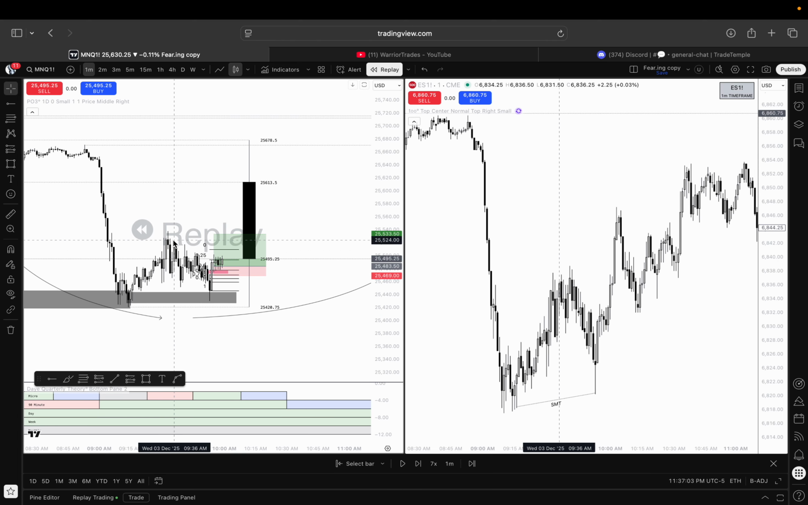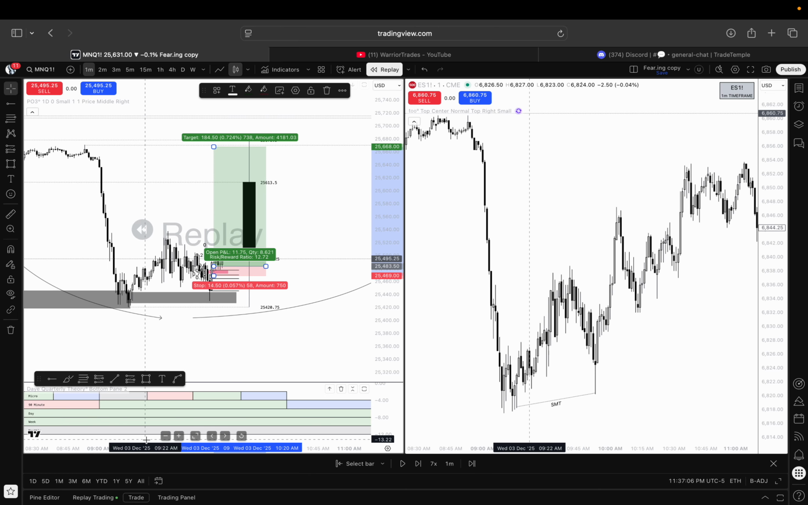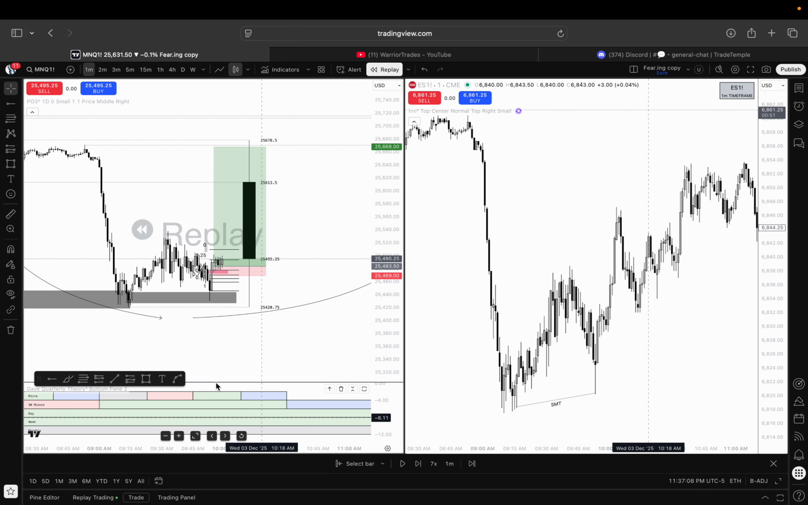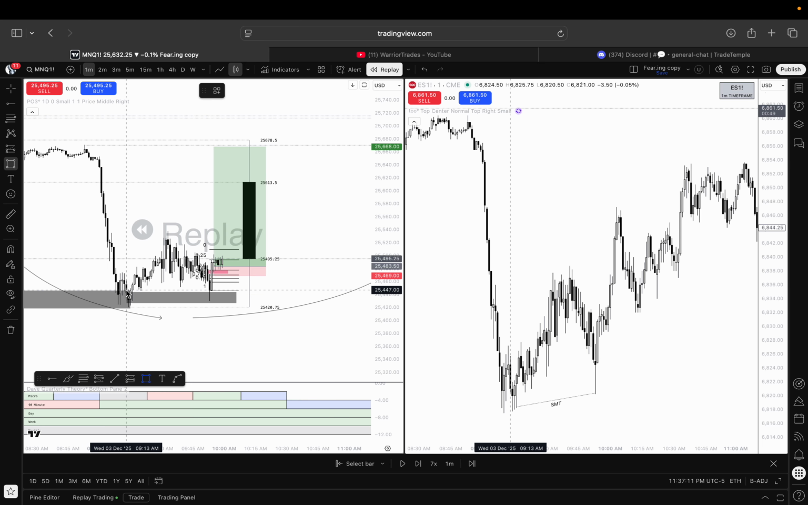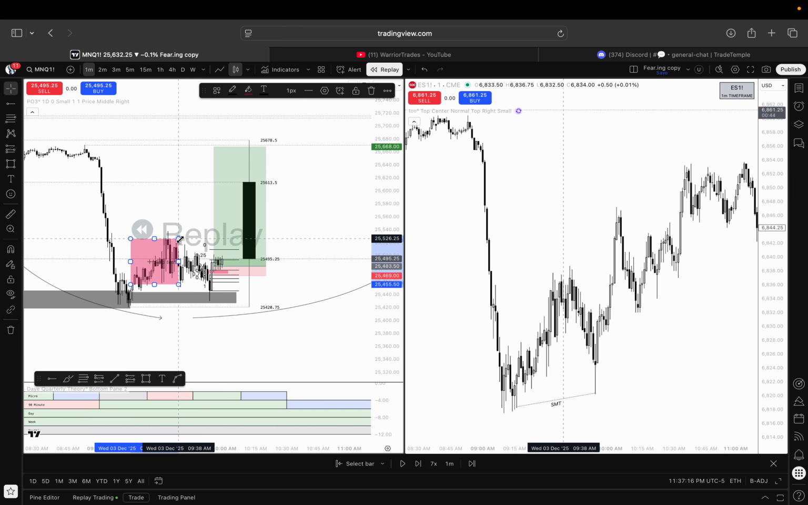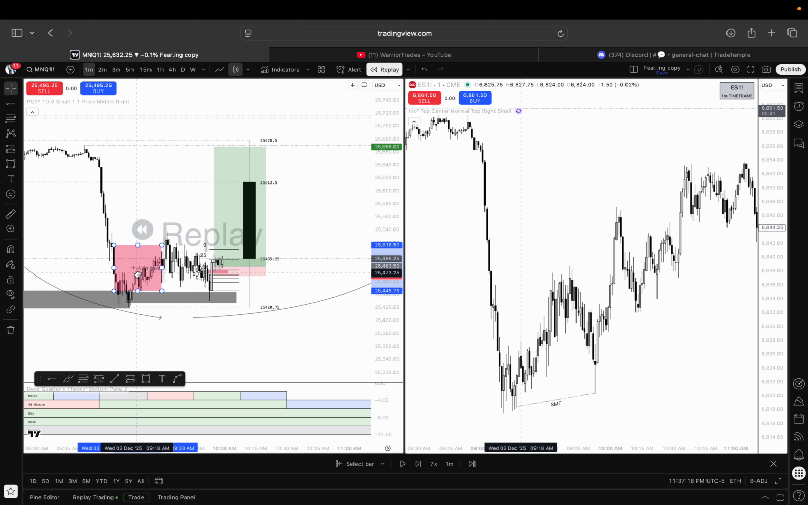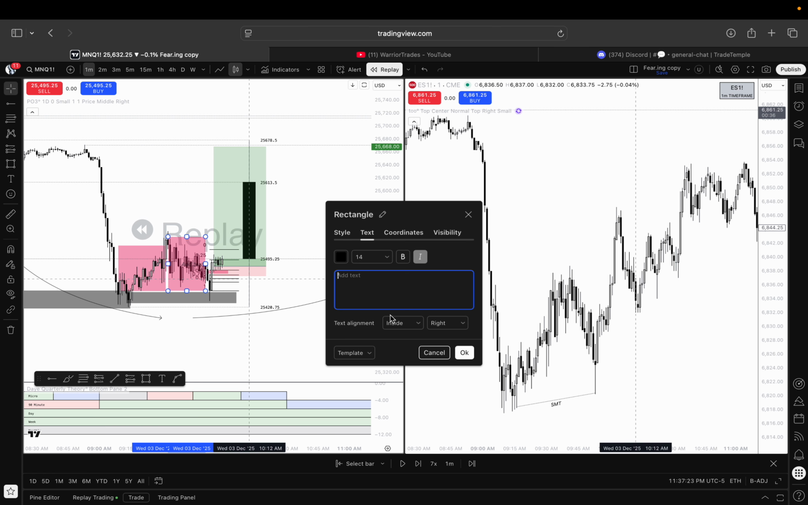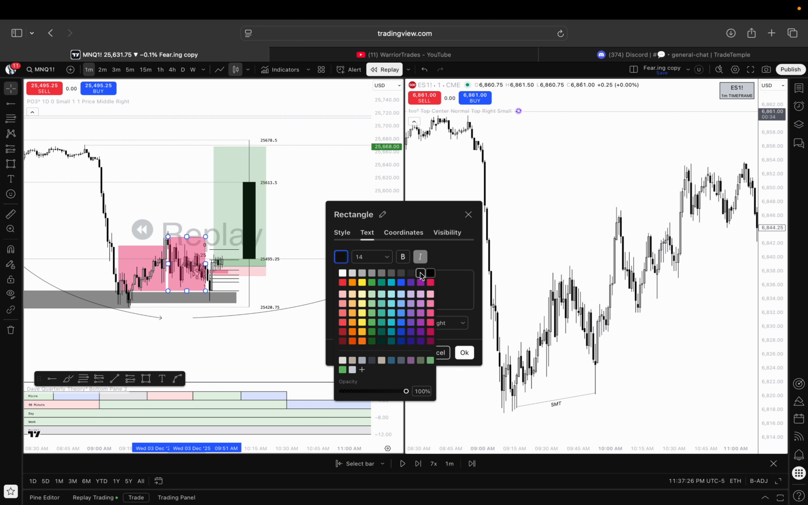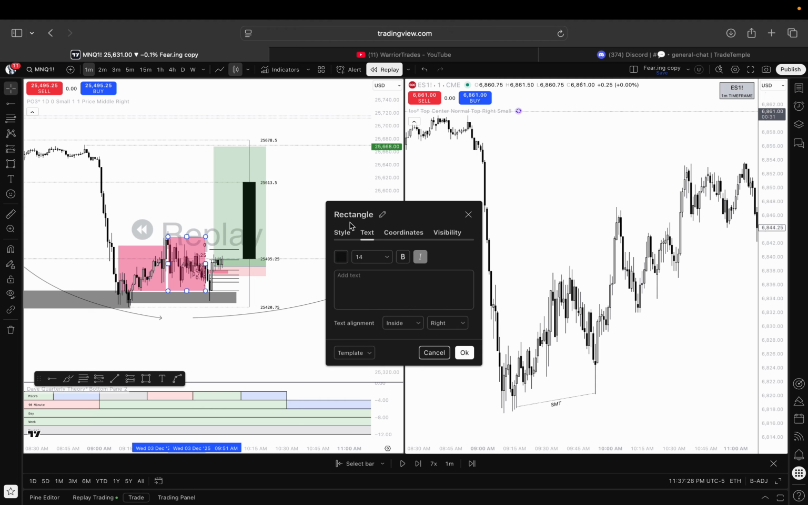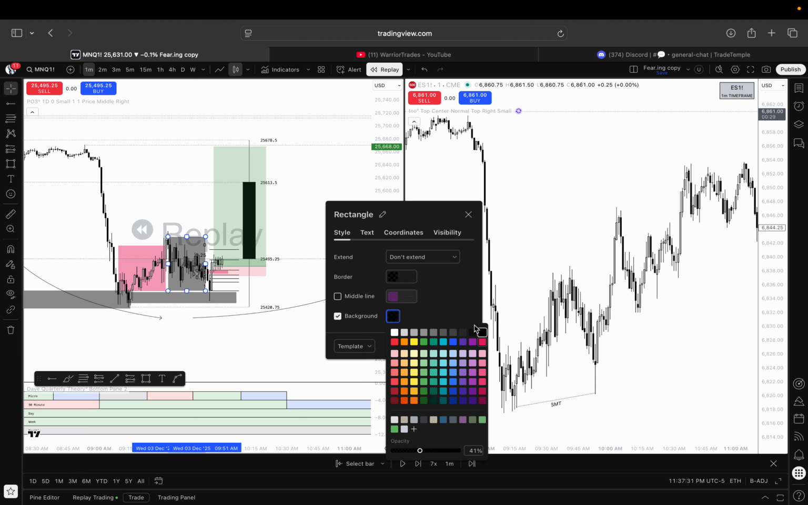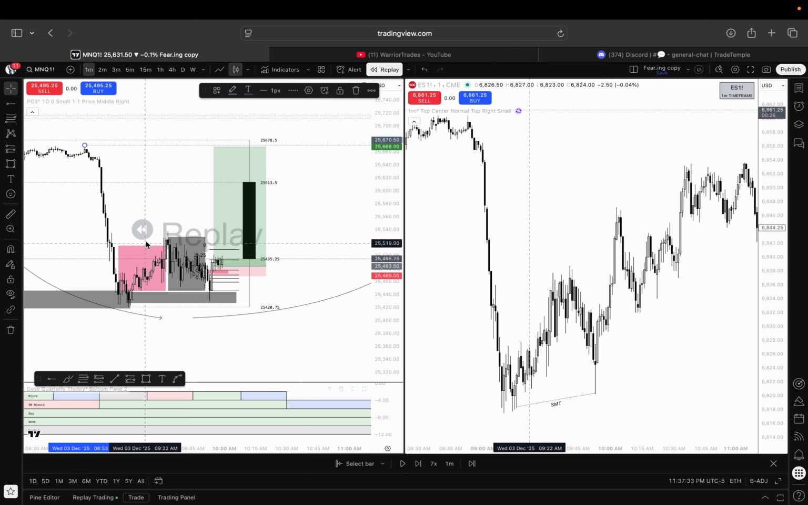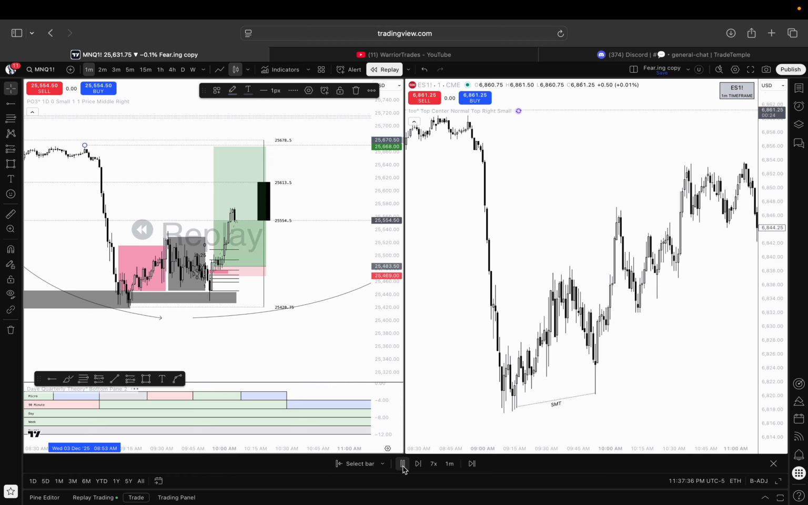And I want to see price take out all the way up to here. But we can also see, what do we have right here? Align with market maker buy model, we have what? Accumulation. We can mark this right here. Manipulation. Honestly, we'll just keep it as black for now. Keep that as black so we can obviously see it. And what do we have? Distribution.